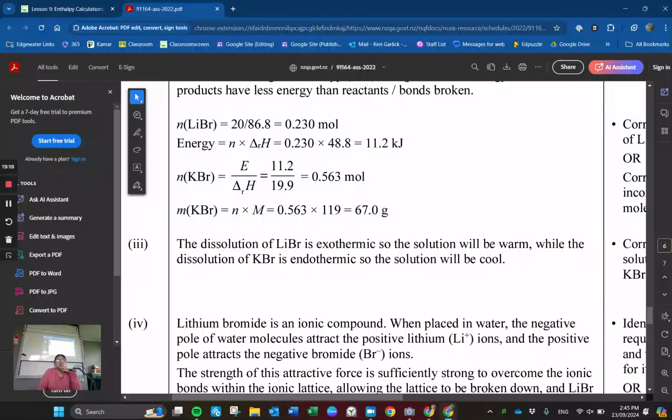just here. So the dissolution of lithium bromide is exothermic, so the solution will be warm, whilst the dissolution of potassium bromide is endothermic, so the solution will be cool. So that's the difference between the two. They don't need you to explain anything about that. Just recognizing one's exothermic, one's endothermic.